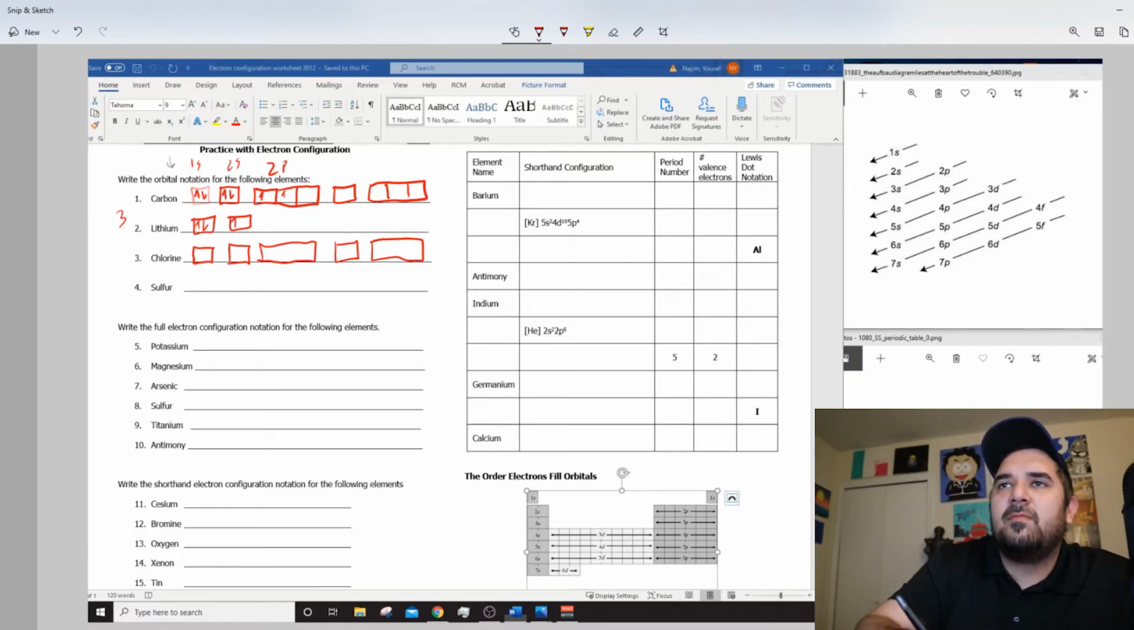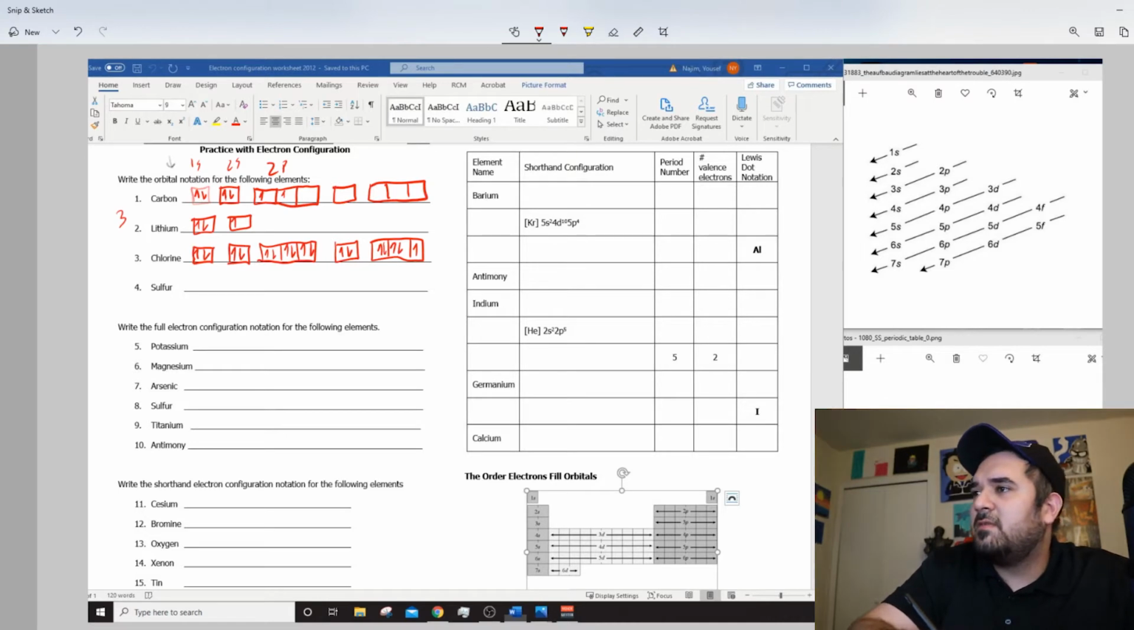hope that's enough. All right, so that's 2, 4, plus 6, that's 10, plus 2, 12, plus 6, yeah, that's enough. All right, so it's going to be 1, 2, 3, 4, 5, 6, 7, 8, 9, 10, 11, 12, 13, 14, 15, 16, and 17. That's going to be our orbital notation for chlorine.